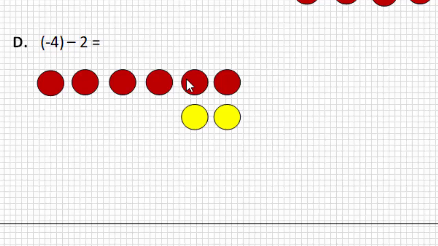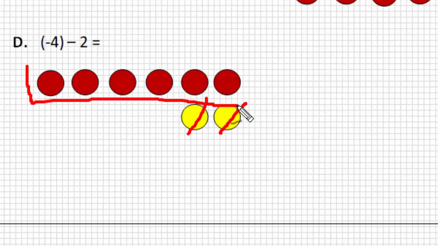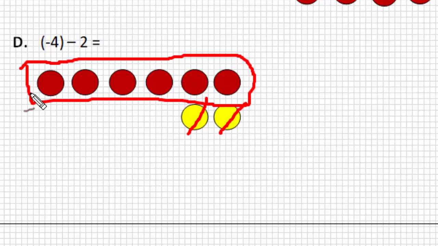Let's see how you did. So we saw the value of negative 4, although we've added on 2 0 pairs. And now we're ready, because we have enough chips on our board, to take away the 2 positives. If we take away 2 positives, 1, 2, we are left with a negative 6 chips on our board. So negative 4 subtract 2 positives equals negative 6.